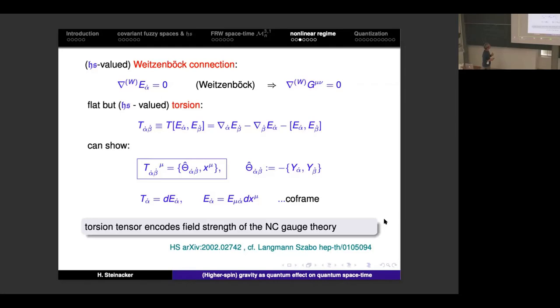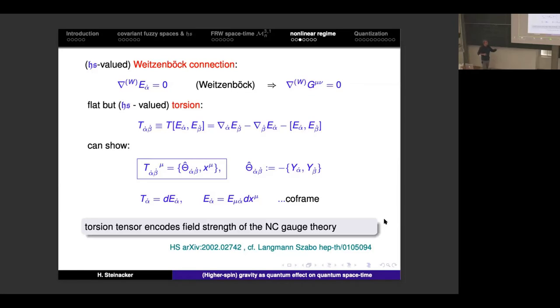And by the way, the torsion is really nothing but the d of the frame. There is no extra spin connection; it is put to zero by hand. That's the whole point of the Weitzenböck connection. It's not totally obvious, but you can see it's the same thing. So the torsion tensor encodes the field strength of the non-commutative gauge theory.